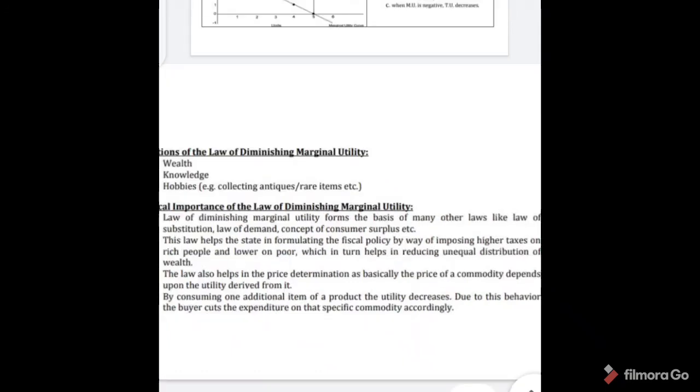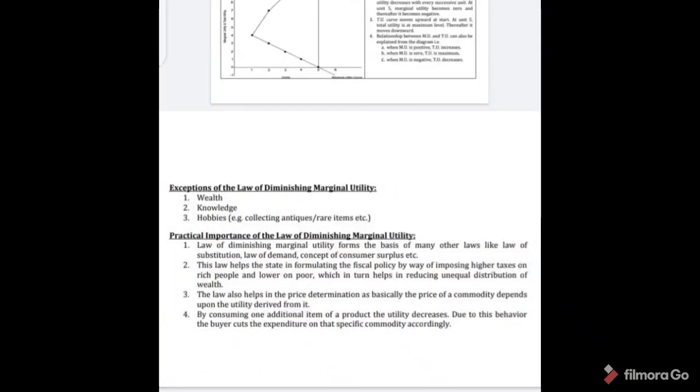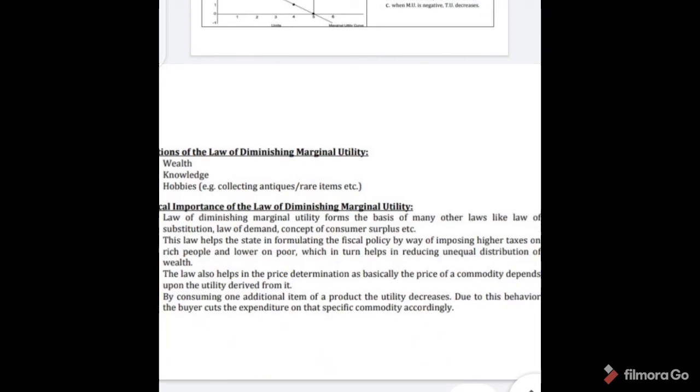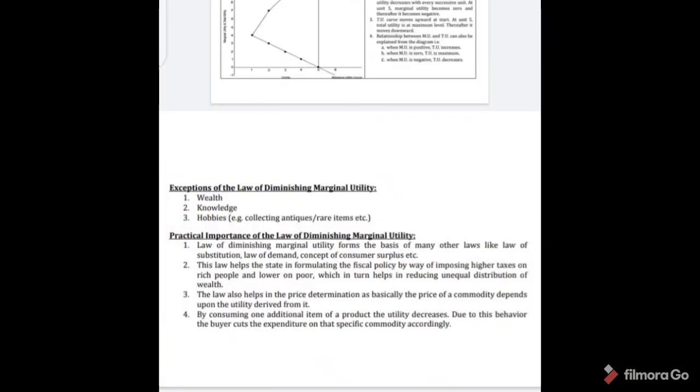Number 3, the law also helps in price determination, as basically the price of a commodity depends upon the utility derived from it. Number 4, by consuming one additional item of a product, the utility decreases. Due to this behavior, the buyers curtail the expenditure on that specific commodity accordingly.